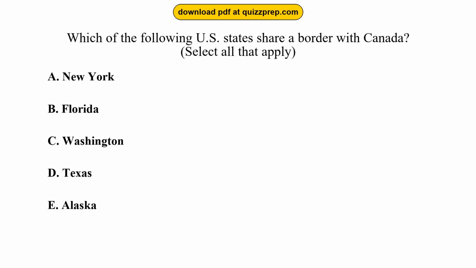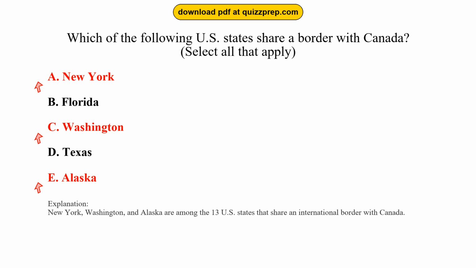Question 16. Which of the following U.S. states share a border with Canada? Option A. New York. Option B. Florida. Option C. Washington. Option D. Texas. Option E. Alaska. The correct answers are options A and C and E. New York, Washington, Alaska. New York, Washington, and Alaska are among the 13 U.S. states that share an international border with Canada.